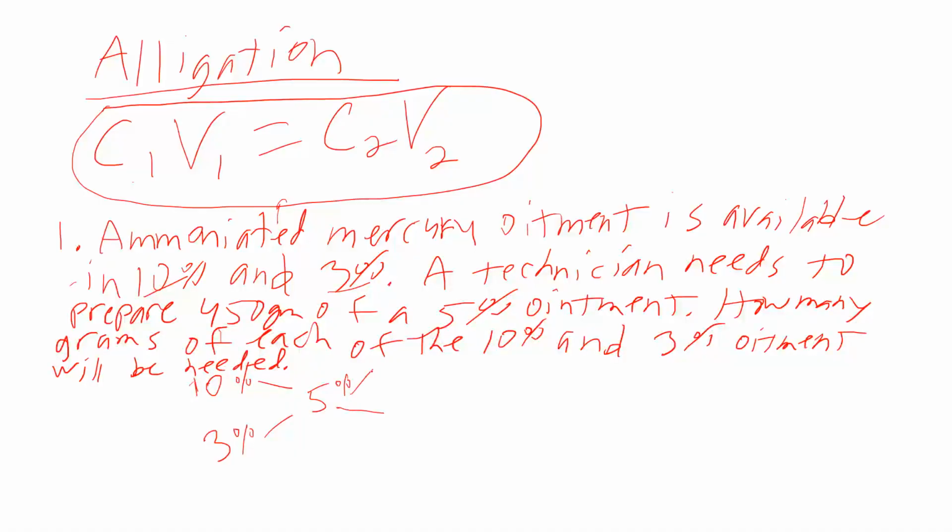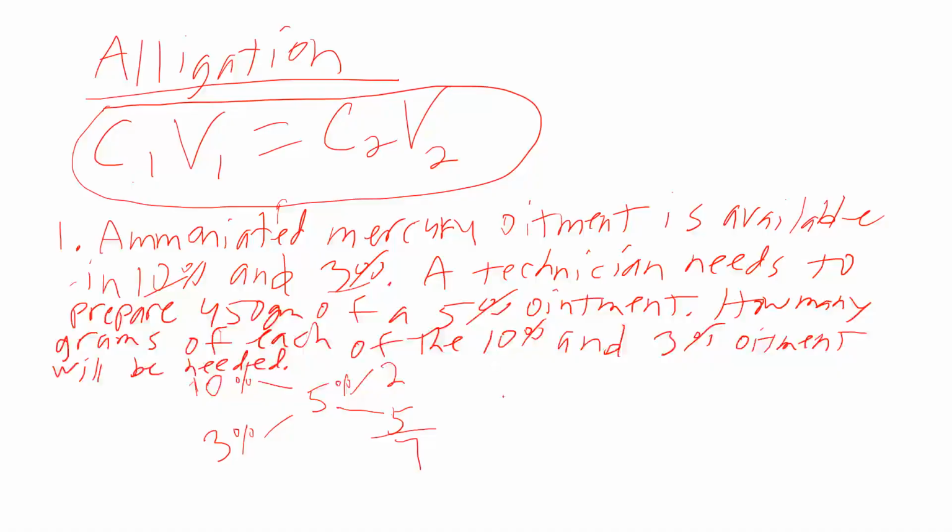Now you subtract these. So the difference between 3 and 5 is 2. The difference between 10 and 5 is, I'm sorry, it's 5. And then the total is 7. So that means that there's 2 parts of 10%, 5 parts of 3%, 7 parts of 5%.